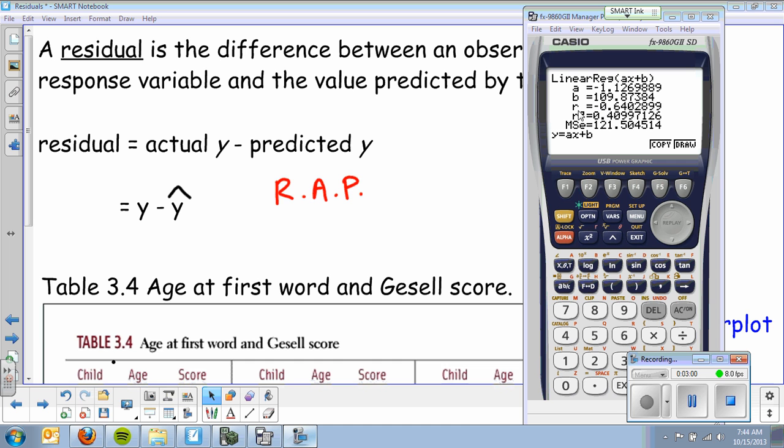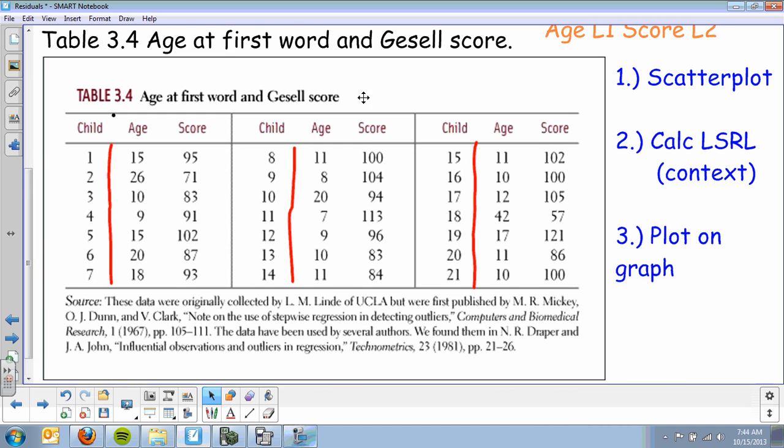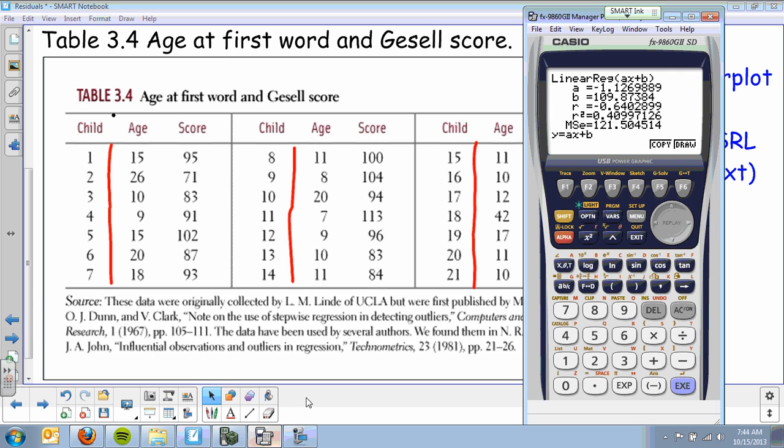R equals negative 0.64, which is the correlation. That's a weak negative correlation. So as age at first word increases, their score decreases. R squared is 0.4099. So let's say 41% of the variation in scores, the y values, can be explained by the least squares regression line.